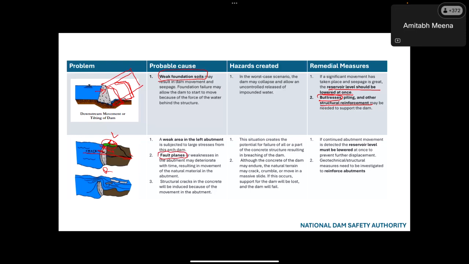Obviously the immediate solution is the lowering of the reservoir water level, and the same measures as I have suggested above, the reinforcing of the abutments. These abutments, if we suspect they are weak, we can reinforce them, and there are several measures to do that, and we can employ buttresses also if the dam body appears to be weak.